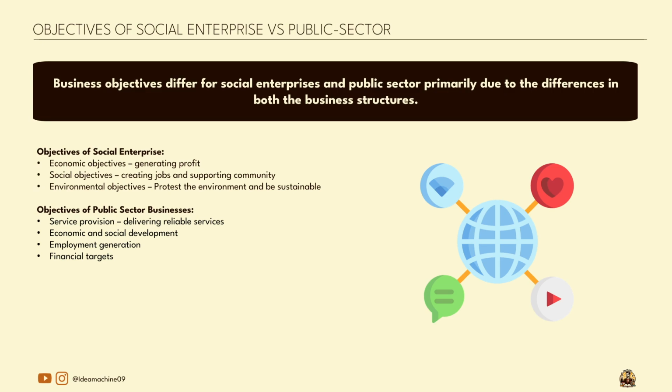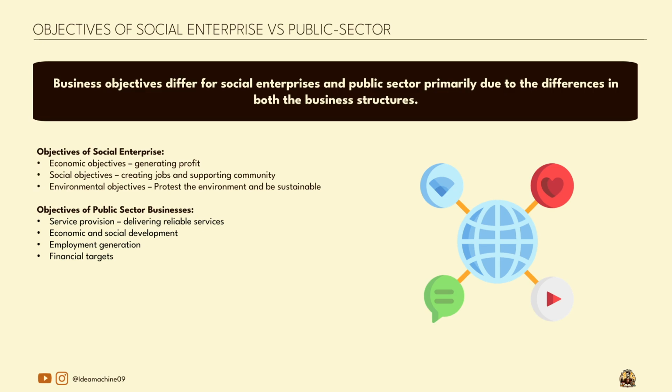Business objectives differ for both these business types essentially because of the style and the type of the business they are and also the size. Objectives of social enterprises are primarily divided into three categories. First would be economic, which is essentially more geared towards generating profit and making money as every other business. Second would be social objectives, which means creating jobs and supporting the local community where the social enterprise is established. And thirdly would be environmental objectives, which means protecting the environment and being sustainable. It's very crucial for social enterprises to have a healthy mix of all three in order to make sure that they establish a good reputation as a social enterprise.